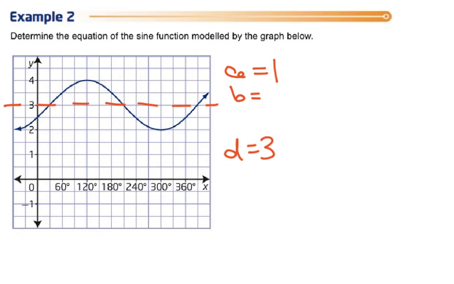We don't really have two peaks on this one, but we do have two troughs. We have a point right here and a point here. Looking at the scale, this first trough is at -60. The second trough is at 300, so the distance between those is 360. And we know that b equals 360 divided by the period length. So 360 divided by 360, which is 1.